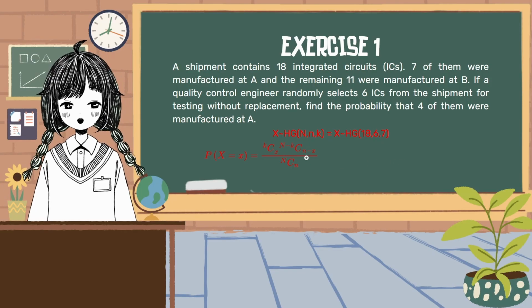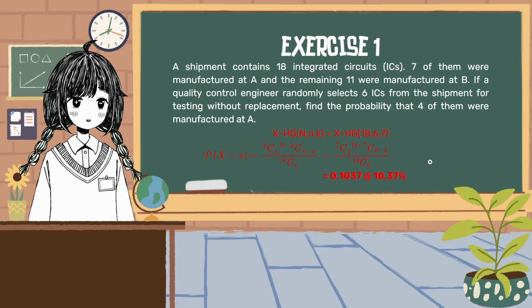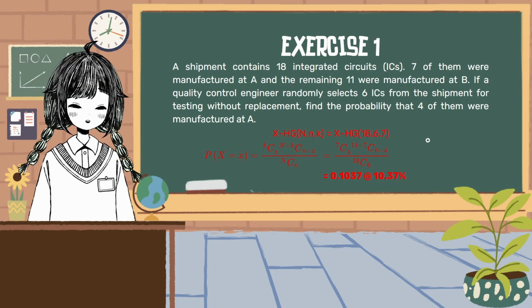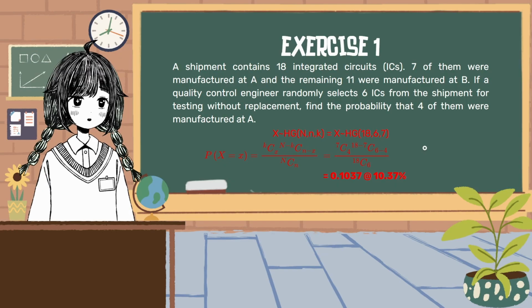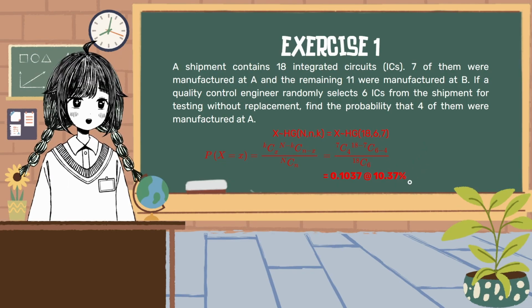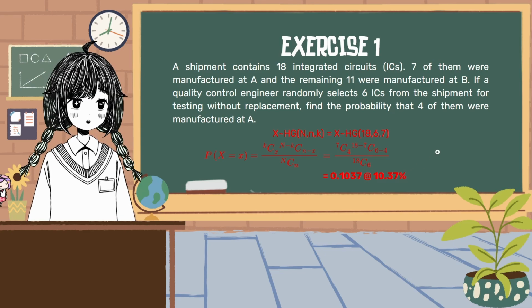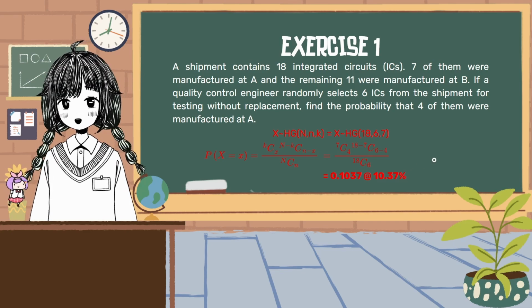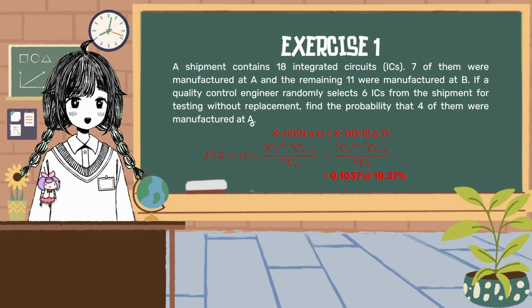Using the probability function equation, the answer is 0.1037 or 10.37%, if we want it in percentage. So the conclusion we get here is that there's approximately a 10.37% probability that exactly 4 out of 6 selected ICs were manufactured at A.